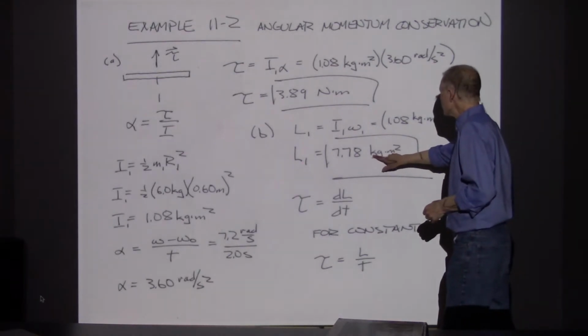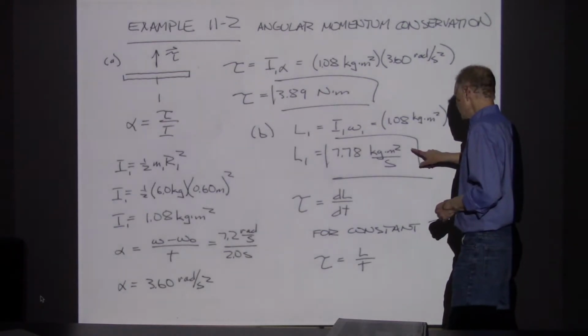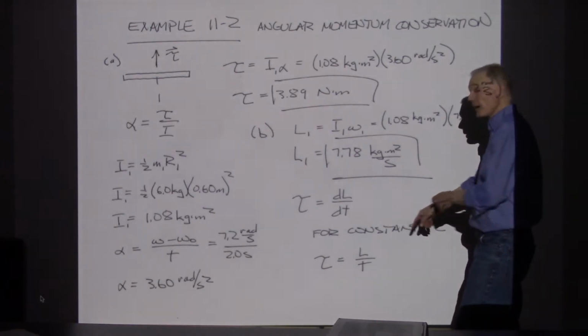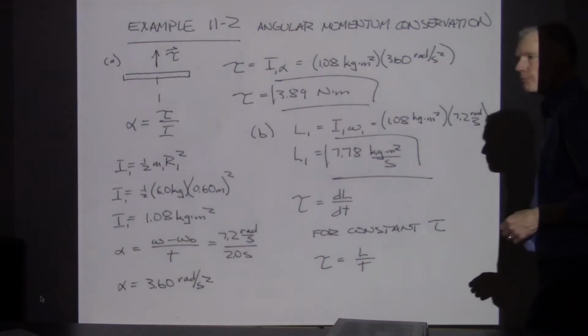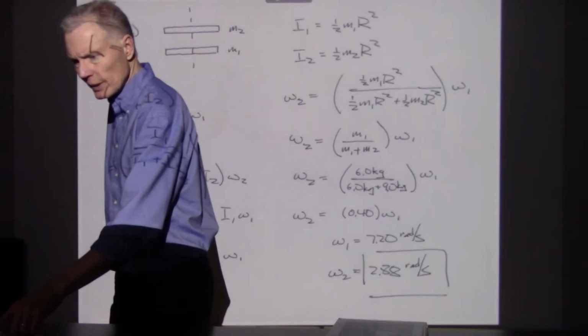This is newtons times meters times seconds. So newtons, meters, seconds, and then dividing by seconds puts us back into newtons times meters. So that's kind of how all of the different quantities fit together.